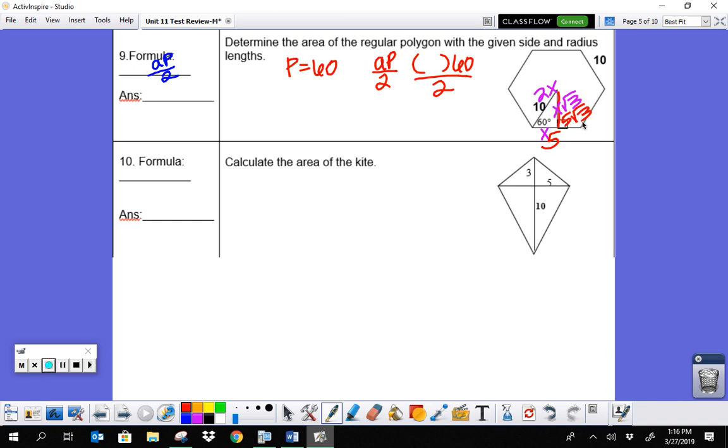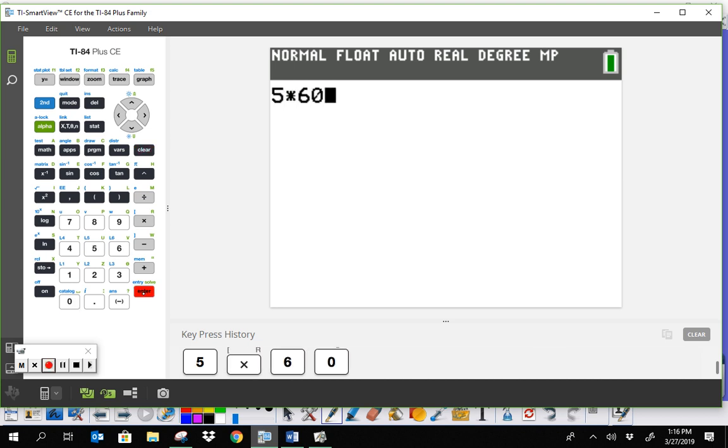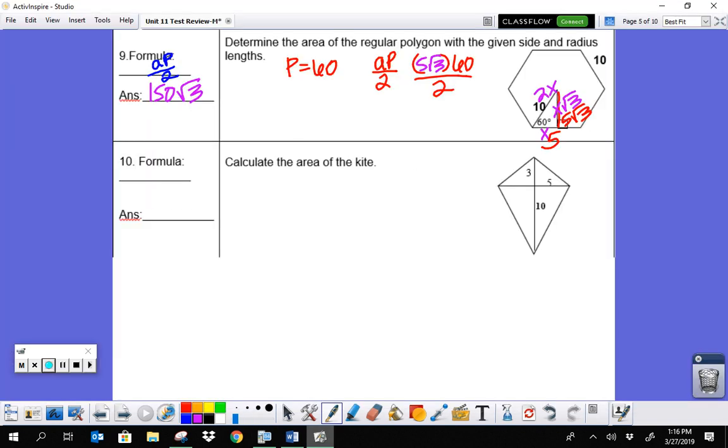So that is now my apothem that I'm going to plug into the formula. So if I do 5 times 60, divided by 2. 5 times 60 is 300. Divided by 2 is 150. So it would be 150 square root of 3. I'm just going to double check that on my calculator. 5 times 60 divided by 2. And then you throw that square root of 3 back on.